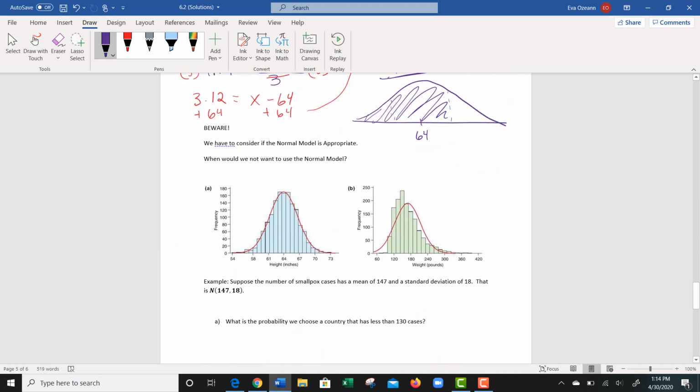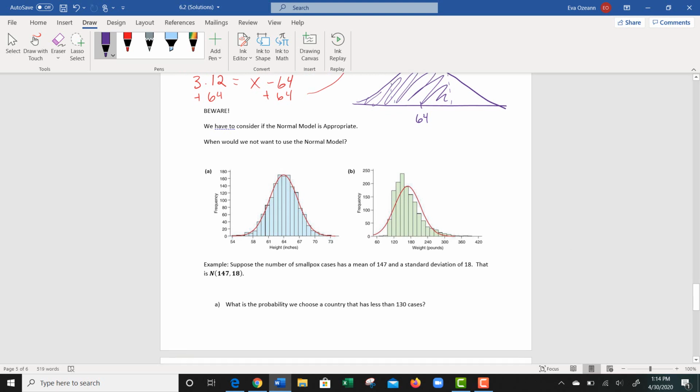Now, before we get to our last example, a couple things I want you to be aware of is that we can only use this if we have a normal model. So, for example, we could definitely use it on this one because it's normal. If we draw a curve over our data, we capture most of our data. However, this one is not, so we can't use the normal model for this. Can for this one, can't for this one.